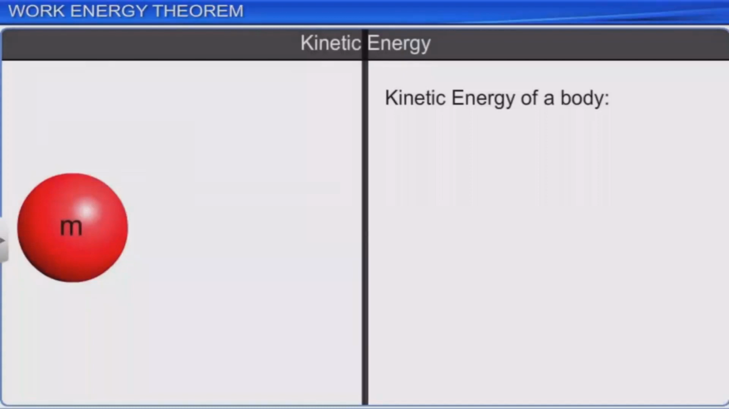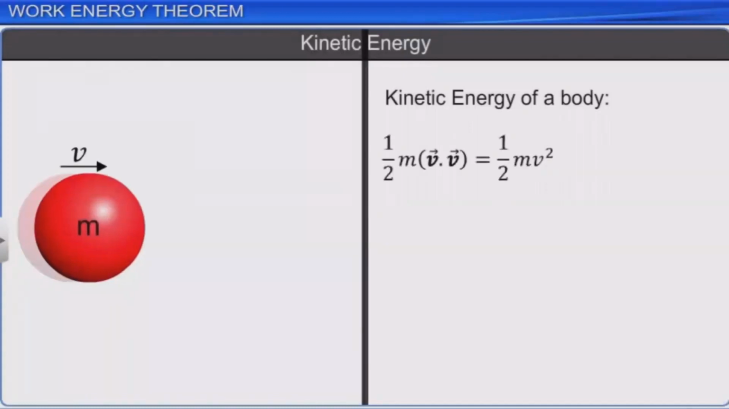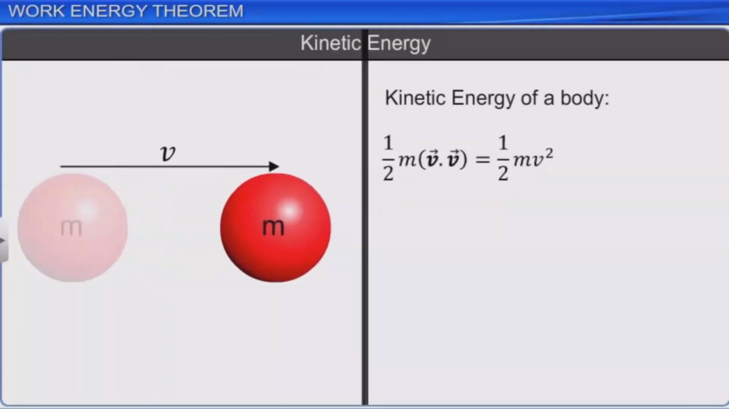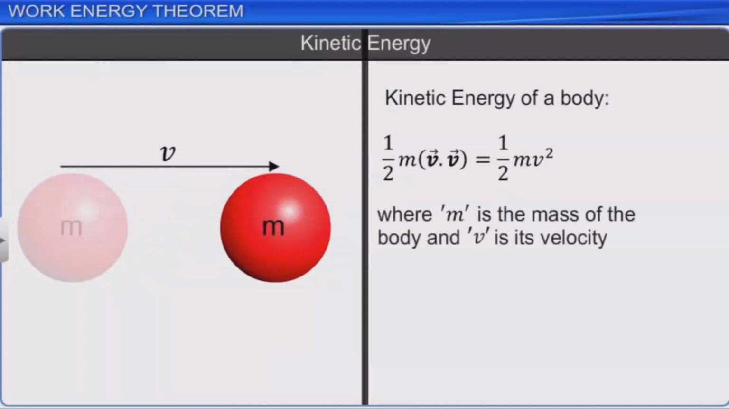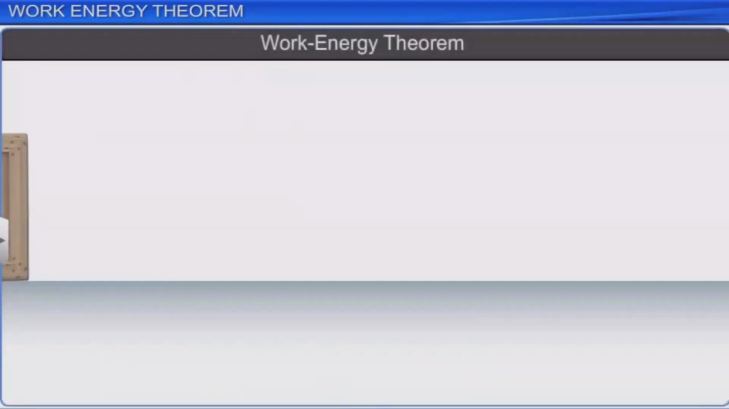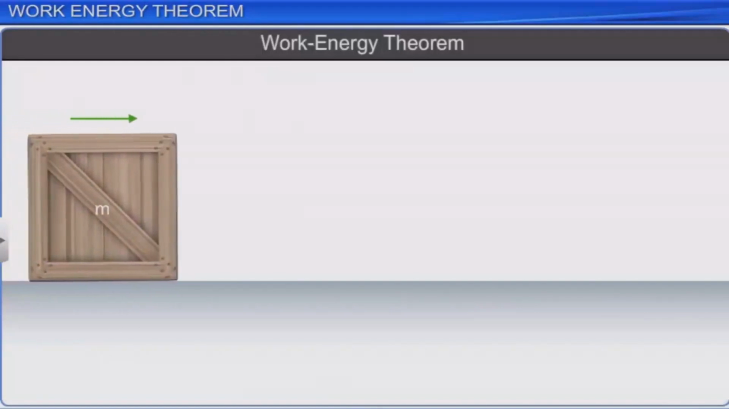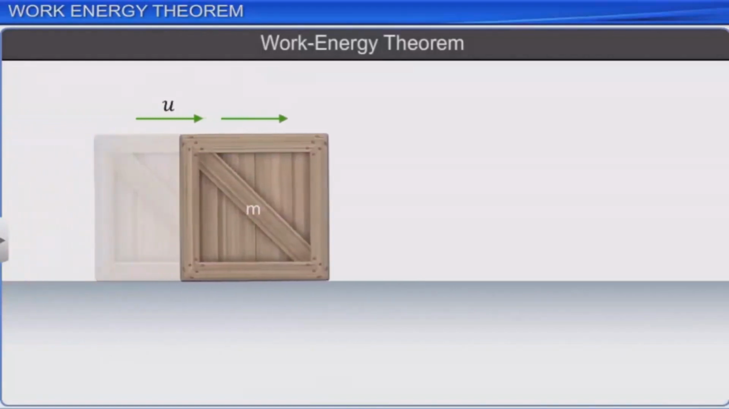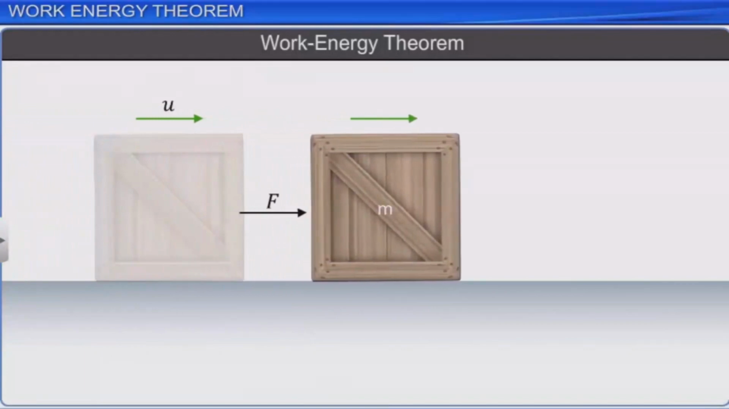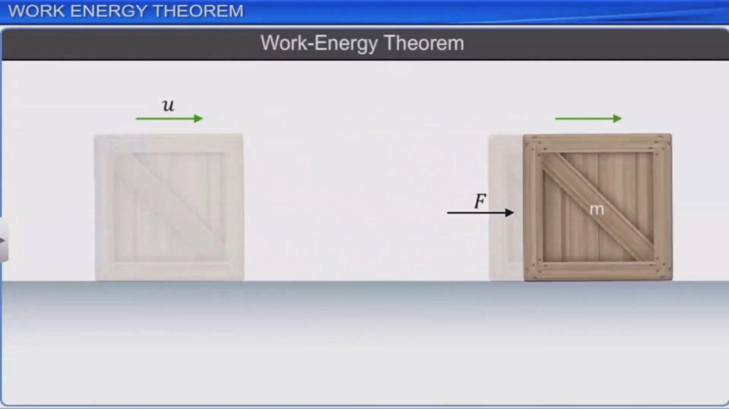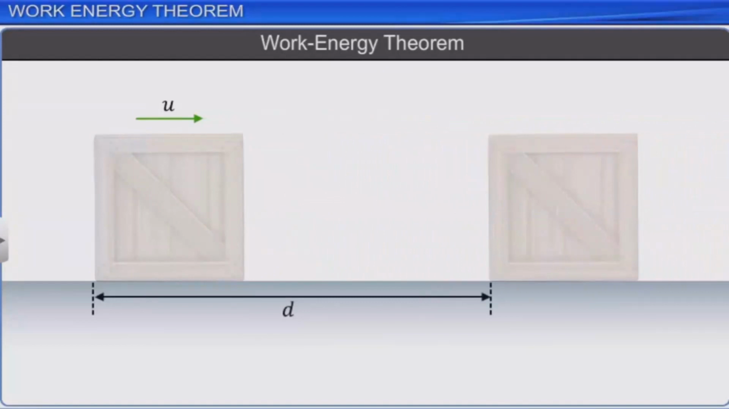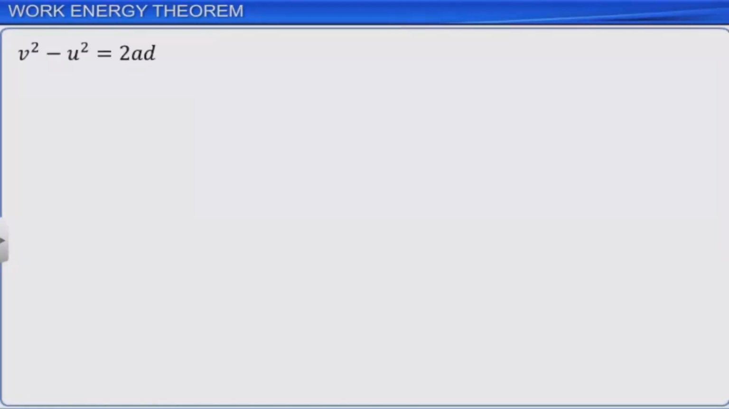We know that the kinetic energy of a body of mass m moving with a velocity v is equal to half m v squared. Consider a body of mass m moving with initial velocity u, and let the constant net force F act on it. At the end of displacement d, its velocity becomes v. We know from the equations of motion that v squared minus u squared is equal to 2ad.